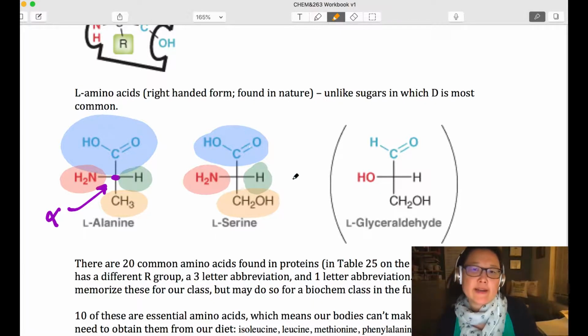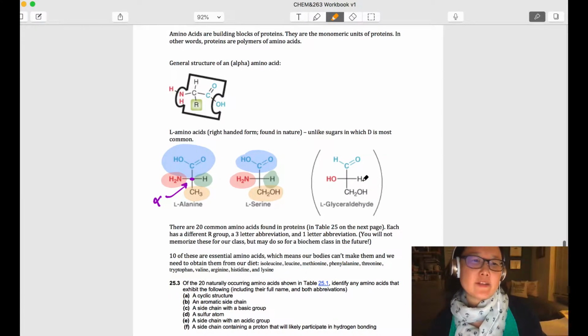And on the right here is a little nod to L-glyceraldehyde. And you can see that these amino acids are a little bit similar, right? Like look at serine here, CH2OH, we have an H. The only difference between these two is we have a carboxylic acid instead of an aldehyde, and then we have an NH2 group instead of an OH group. So, very similar.